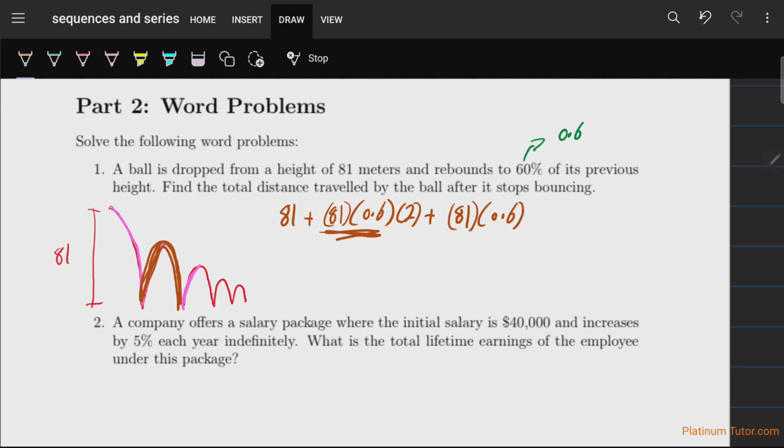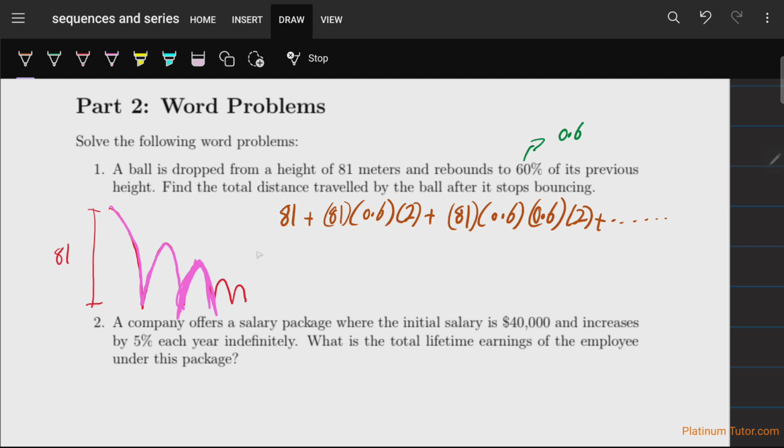So let me erase this. Okay, there we go. So this is the previous height, and we want 60% of that. So we multiply by 0.6 again. And again, here, it goes up a height, and it falls down the same height. So we're going to have to multiply this by 2. Okay, and we're going to keep going like this forever.